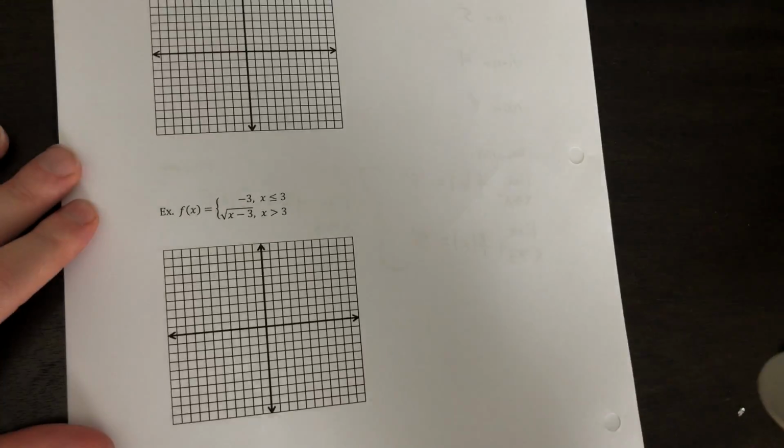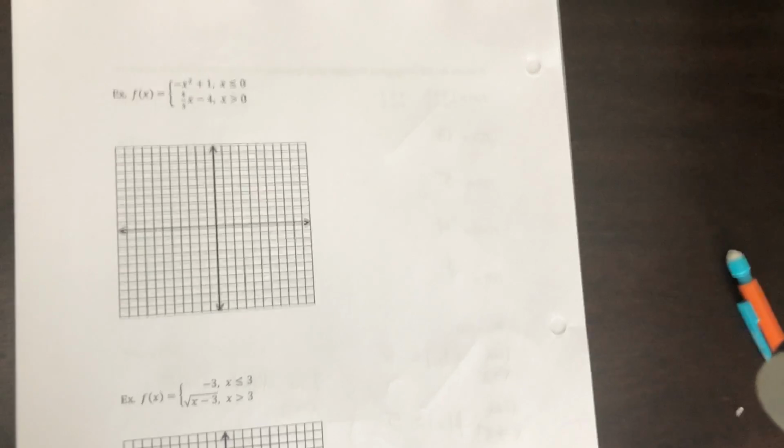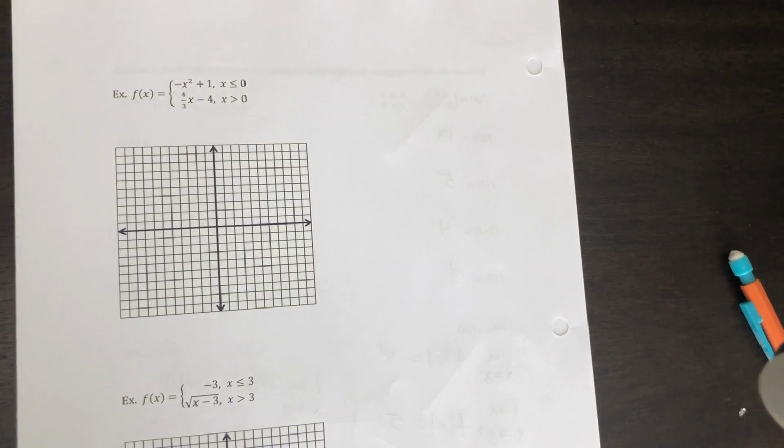Okay, now we're going to take a look at some slightly different piecewise functions. We'll put some parabolas in there and some square roots. Okay, so it's still the same exact strategy as before.